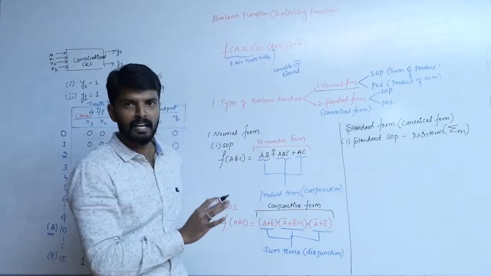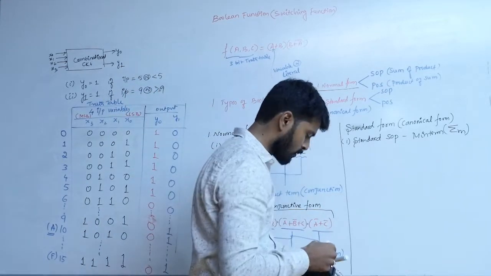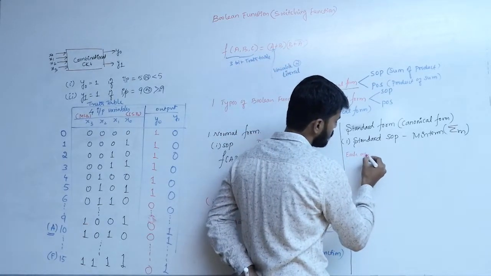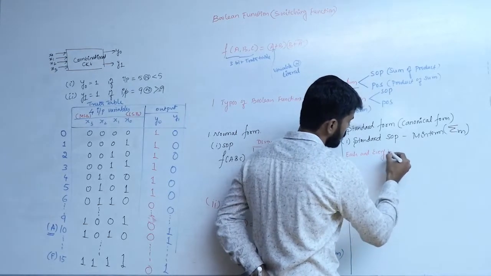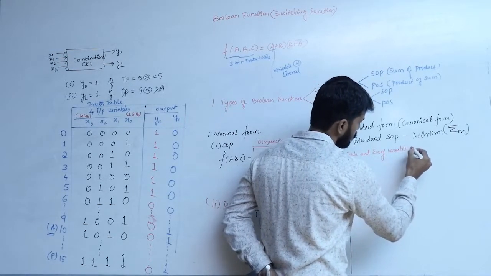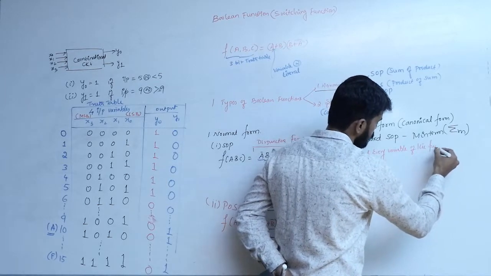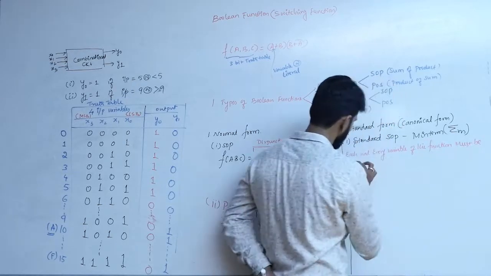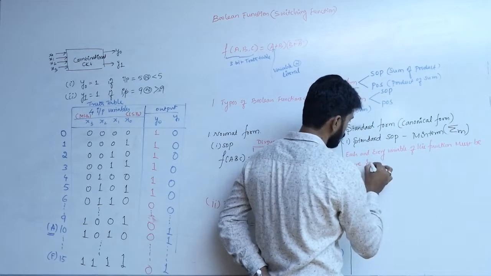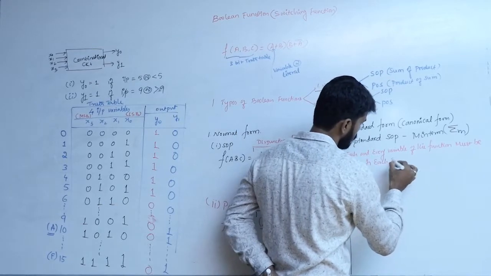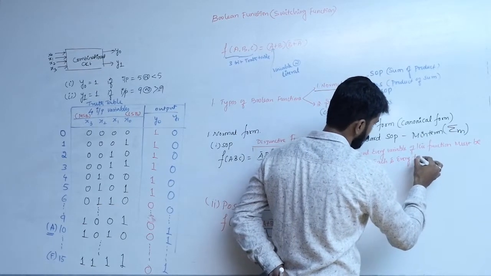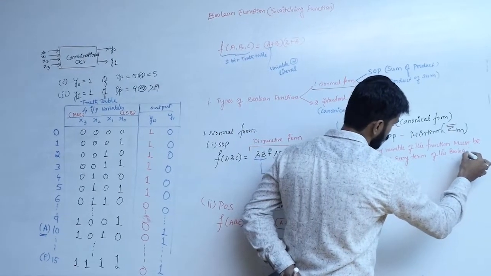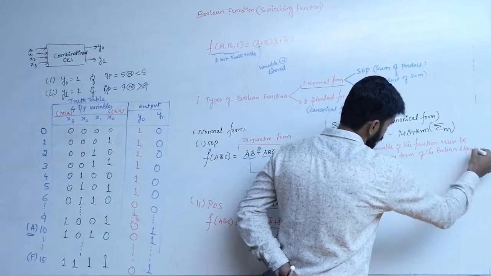If I want to represent any standard form, we should know the definition. The definition is: each and every variable of the function must be there in each and every term of the Boolean equation.